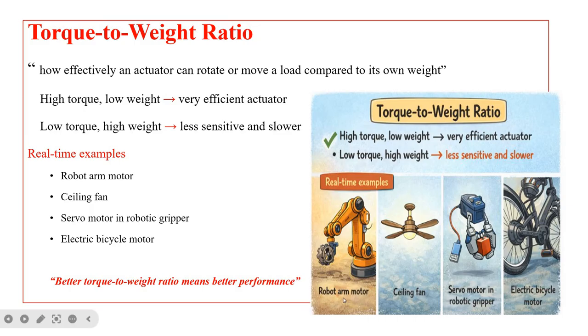Some real-time examples are the robot arm motor, which needs high torque in order to lift objects. The second example is a ceiling fan, which requires low torque but constant motion. Then servo motors in a robotic gripper have very small weight, high torque, and are very precise in control. And the last is the electric bicycle motor, designed to give very high torque with limited weight. So a better torque to weight ratio means better performance.